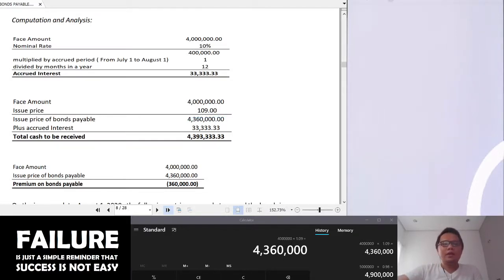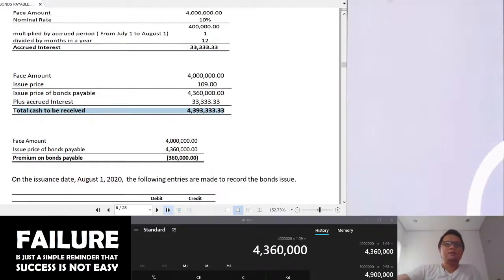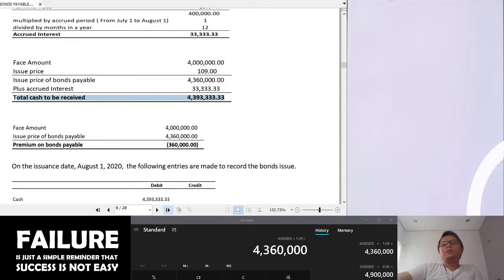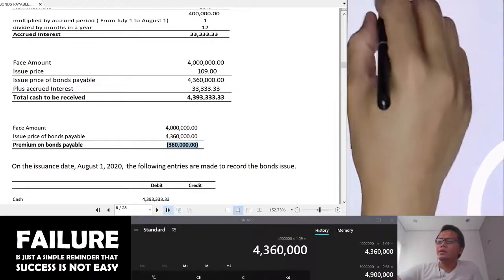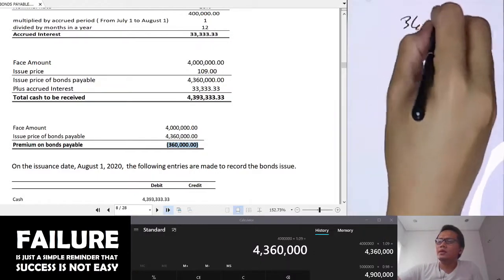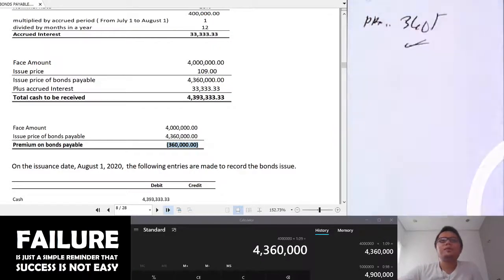Okay? Again, any premium or discount when bonds is issued between interest date is still computed as face amount versus the issue price, not the total cash to be received. So in this particular problem, again, we have a premium of 360,000. Okay, that is our premium.